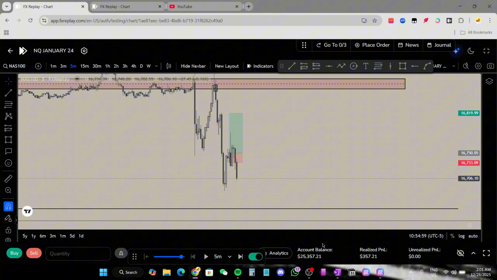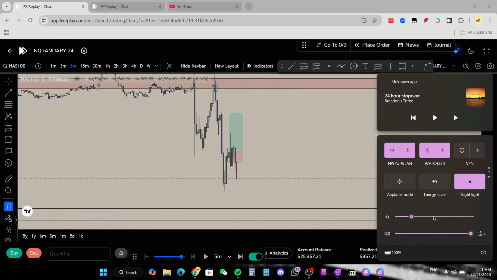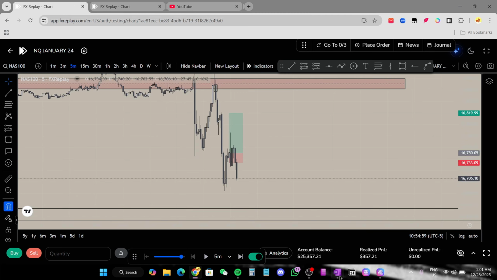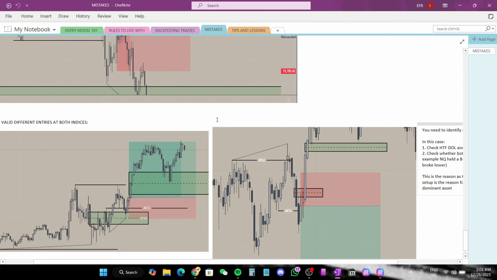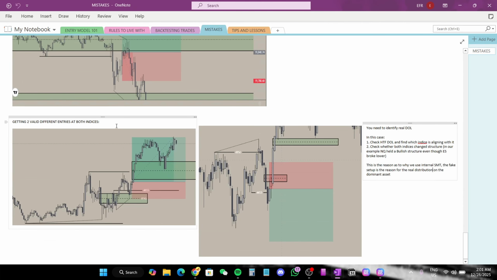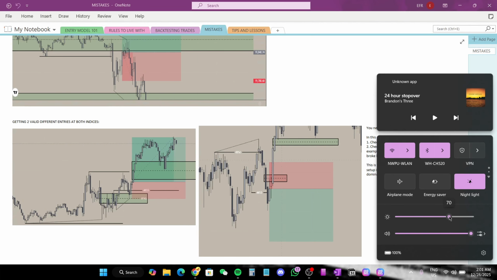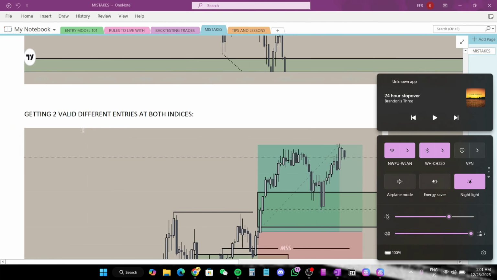The backtesting session today and what we have learned. Okay, so I'm going to go straight to the lessons and the mistakes, right? So this is the mistake that I learned today. In the situations where you actually get two valid... Hold on, let me show you. So let me zoom in.